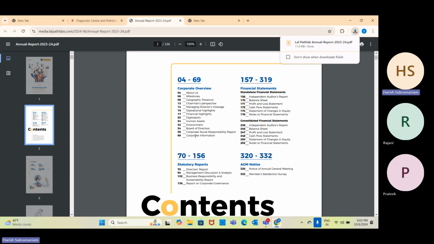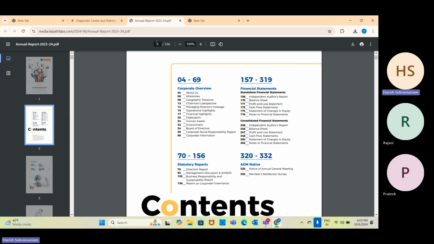So we come here to contents. And we see here we have corporate overview, all sorts of messages, financial highlights and all. And then we have some statutory reports, some management discussion analysis, business responsibility and so on. And then we have the financial statements. So today, since we are going to be looking at the financial statements, we will focus on this section. And over here, we will look at the profit and loss statement.